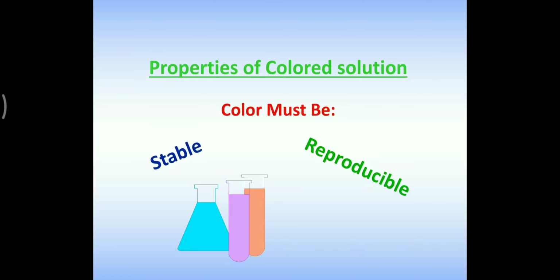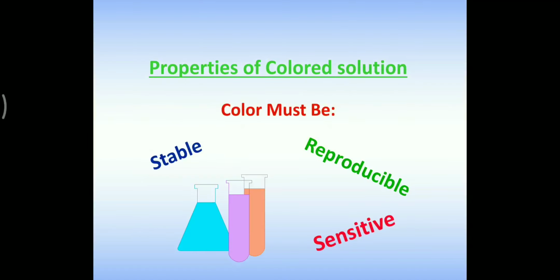So what are the properties of colored solution that must be used in colorimeter experiment? The first property is stable, then reproducible, then sensitive. So what is meant by stable? That means if you prepare a colored solution for colorimeter experiment, that formed color must be stable.